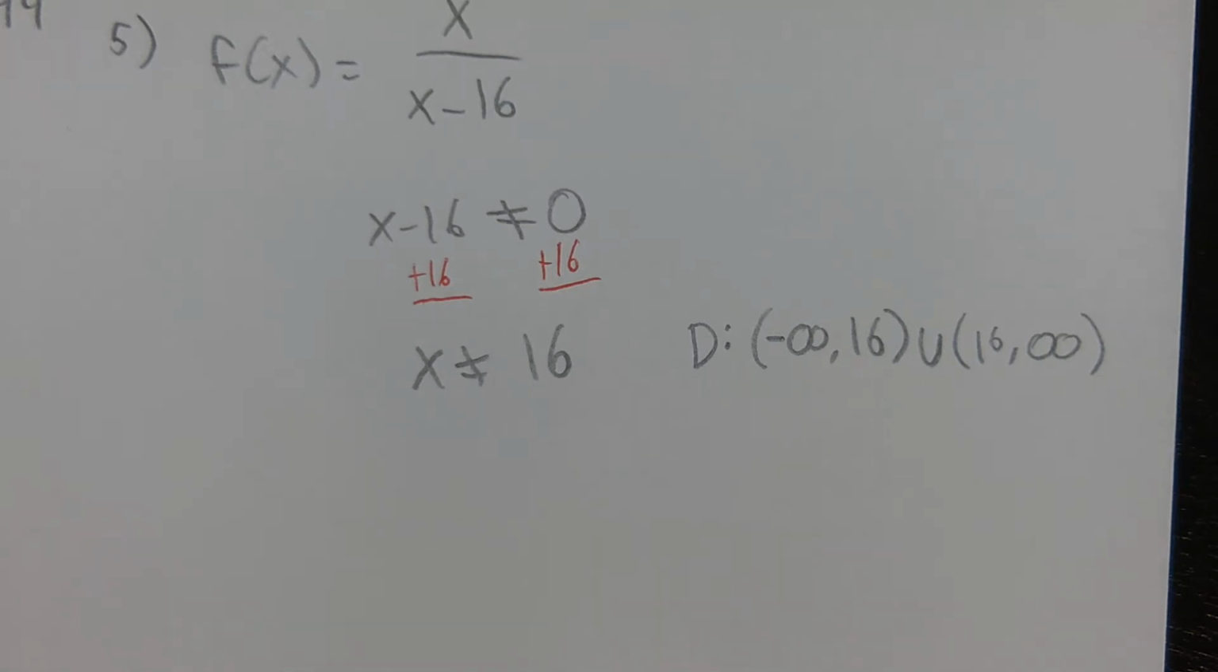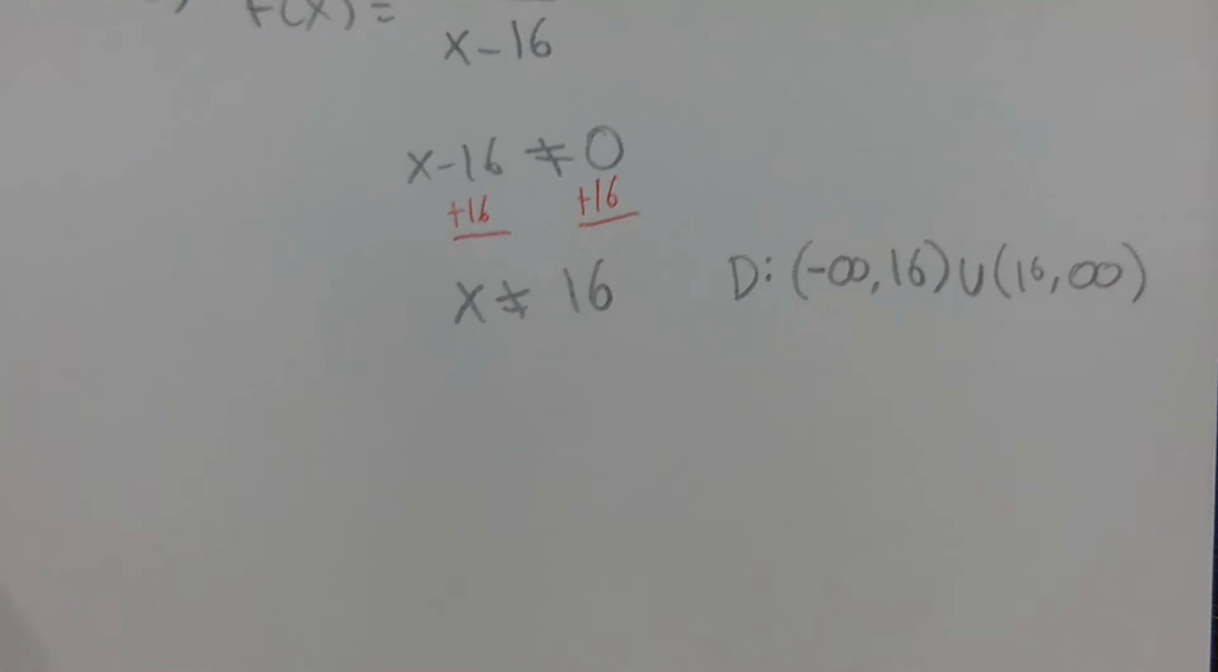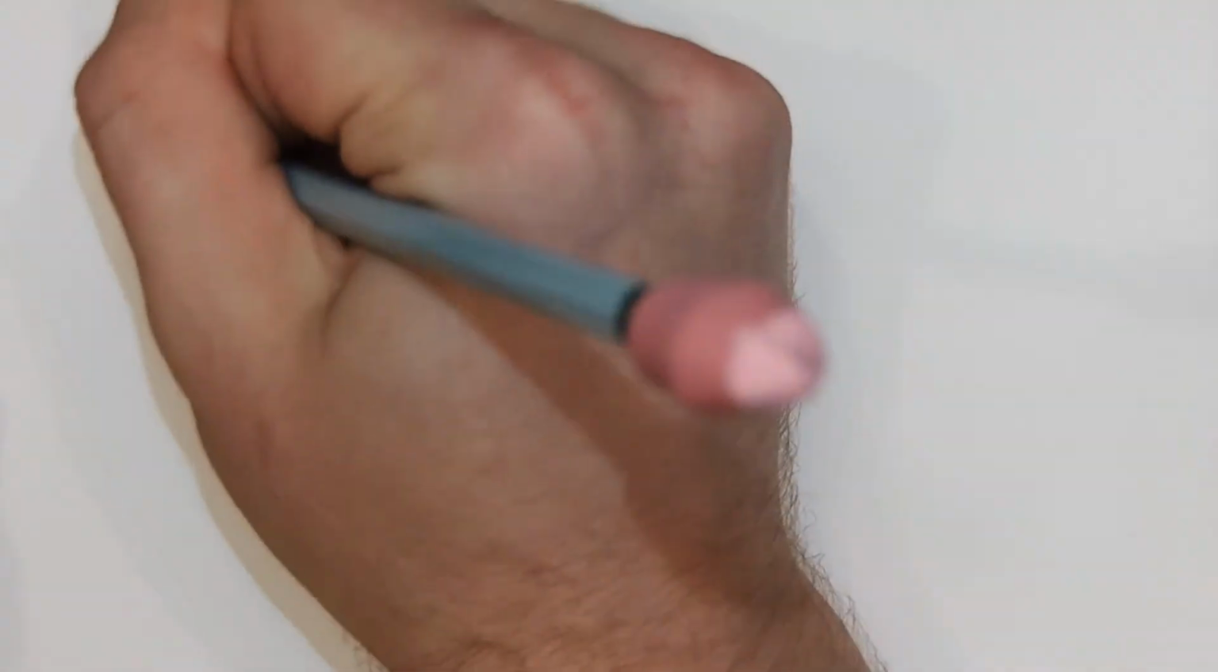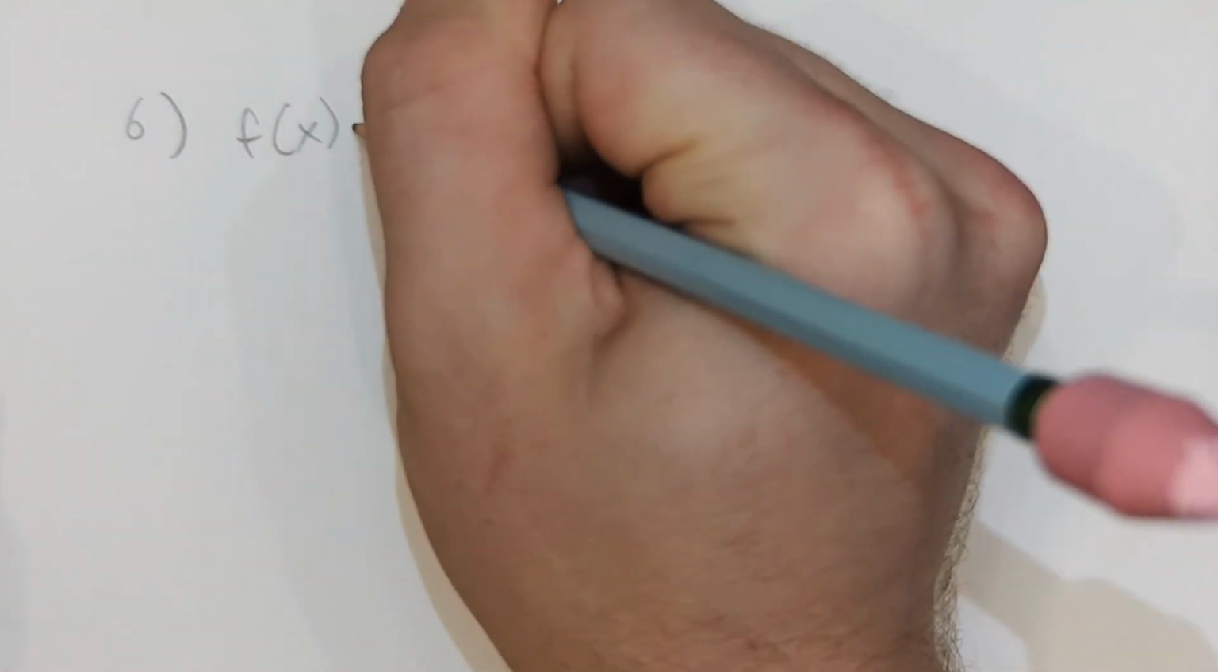So what if we took that x minus 16 that we were just dealing with and we threw it underneath a radical?